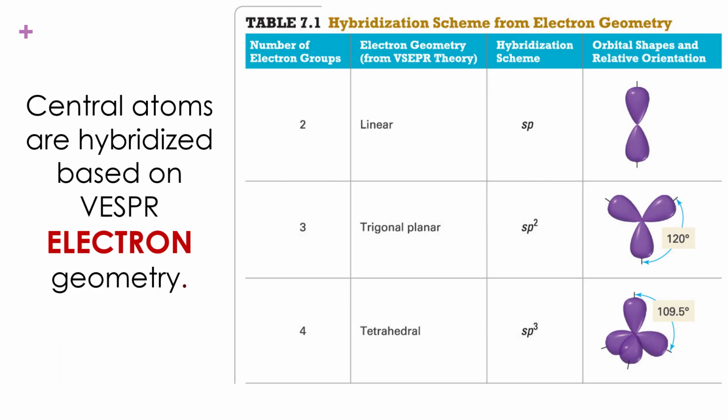At this point, you're probably like, Miss Maz, how are you going to test me on this material? That is a lot of crazy things going on. What I'm going to ask you to do is draw a Lewis structure, and then I might ask, what is the hybridization on that Lewis structure? You can look at this first connection here. The electron geometry and the hybridization scheme are related. If the electron geometry is linear, it's sp. If the electron geometry is trigonal planar, it's sp2. If the electron geometry is tetrahedral, it's sp3.